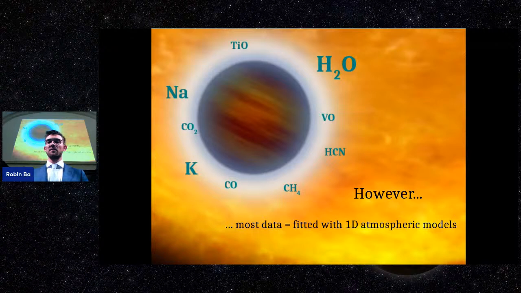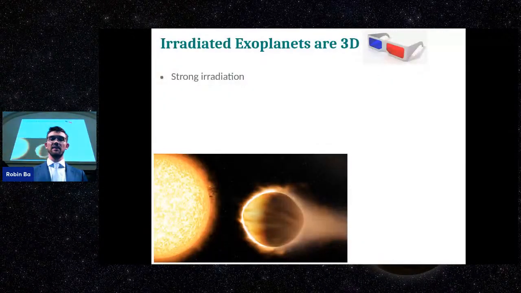And this is probably not the case, because exoplanets, and especially irradiated exoplanets, are intrinsically three-dimensional objects. As you can see from this artist's impression, you have a very strong irradiation on one side of the planet, and you have a cooling on the other side of the planet to outer space. So this can basically induce a very big temperature difference, and this will change the spectral signature that we see from both sides of the planet.